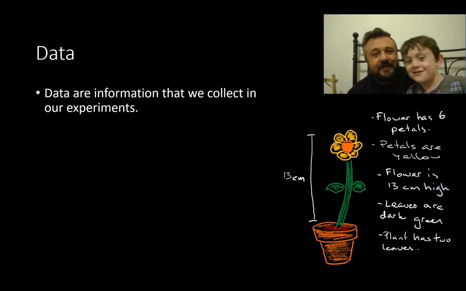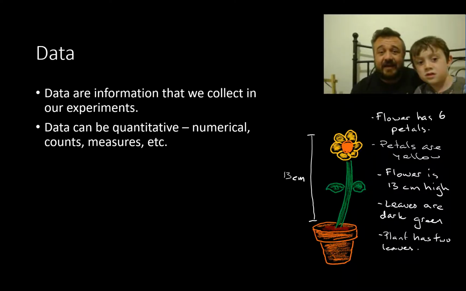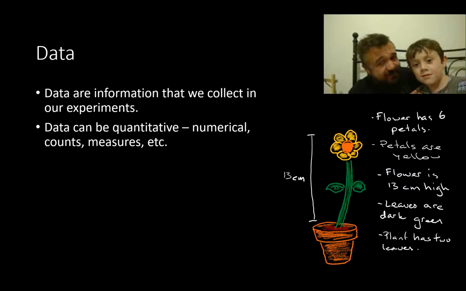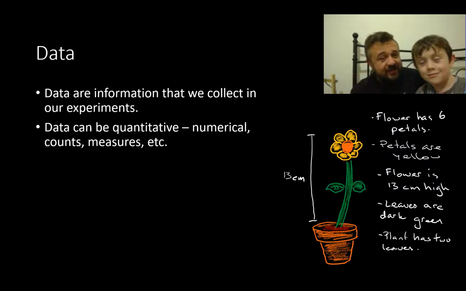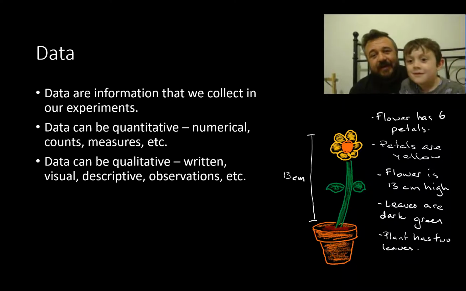Okay, so data and information that we collect in our experiments, or any bits of information you have about something, are data. Data can be quantitative. Now, quantitative means numerical, numbers. So if you count things, if you measure things, that's quantitative data. Data can also be qualitative. That's stuff that we write, describe. So, descriptive stuff, observations.